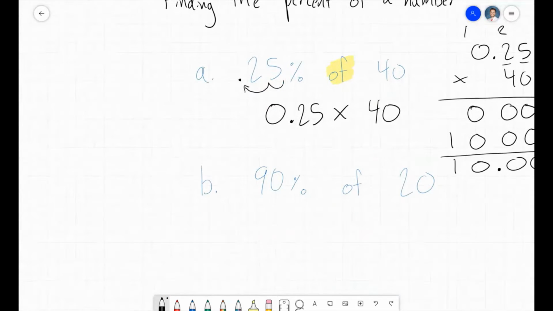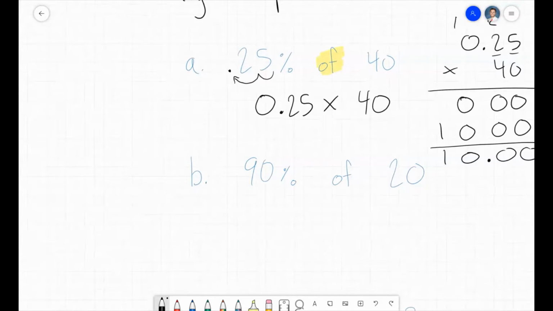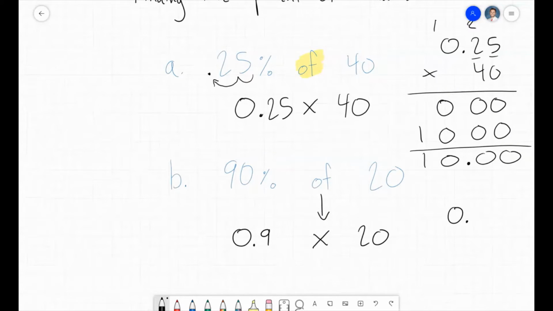Let's try another one here. 90% of 20. So why don't you go ahead and pause the video and try to solve this one on your own. And then once you've gotten an answer, you can resume the video and double check and follow along with me. All right, so we've got 90% of 20. The first thing we want to do is change this "of" to multiplication. We want to know 90% of 20. So that's 0.90 or 0.9 multiplied by 20. Again, now we just have to do our multiplication.